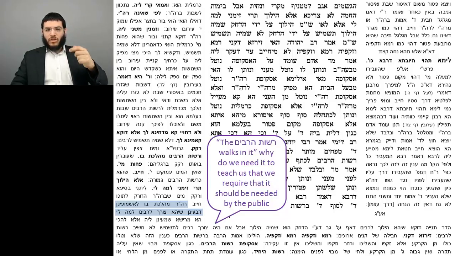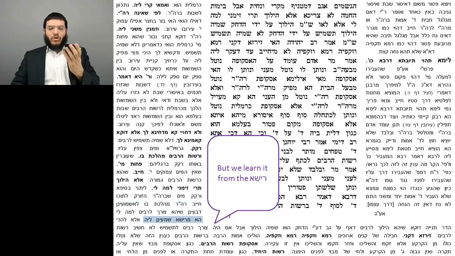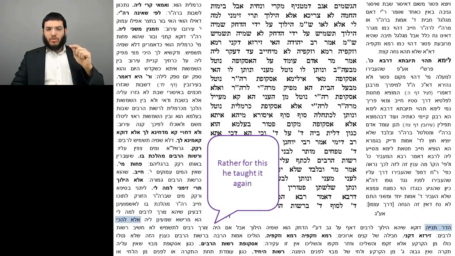Lamah was translated first. Lamah, why do we need it? To teach us what we require, that it should be needed by the public. Why do we need it to teach that to us? But we learn it from the Reisha. We already learned from the Reisha that it has to be used by the public. Rather, the explanation says the Gemara is that for this he taught it again.